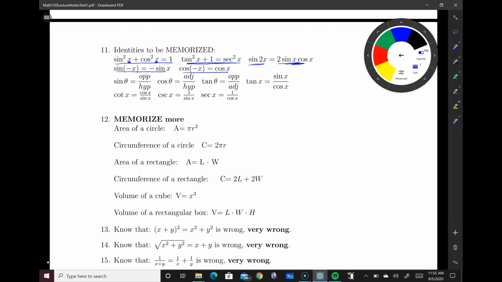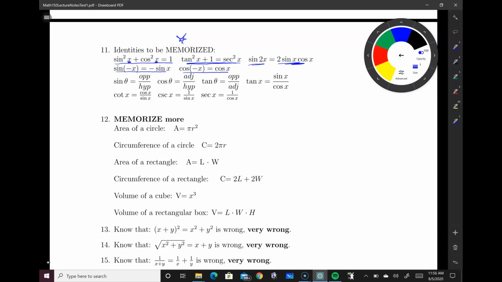Sine is opposite over hypotenuse. Cosine is adjacent over hypotenuse. Tangent is opposite over adjacent. And tangent is the same as sine over cosine. Cotangent is cosine over sine, and then cosecant's 1 over sine, and secant's 1 over cosine. Basic things that you need to have memorized.